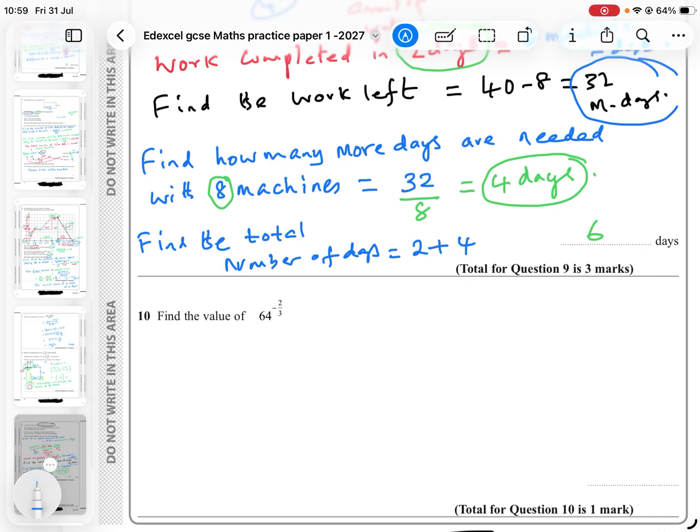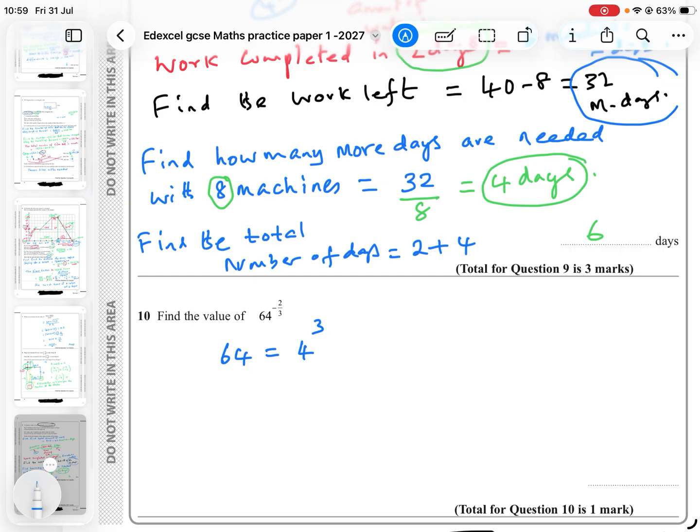Hi, I am going to walk you through question 10. Find the value of 64 to the power of minus 2 over 3. What we have to do is first write 64 as 4 to the power 3, index form.